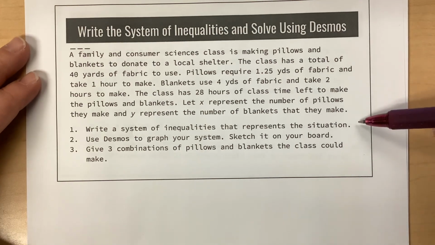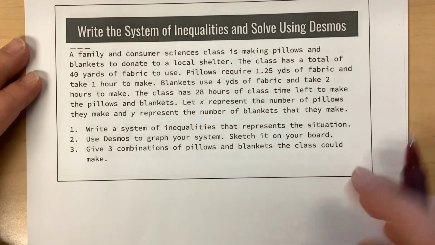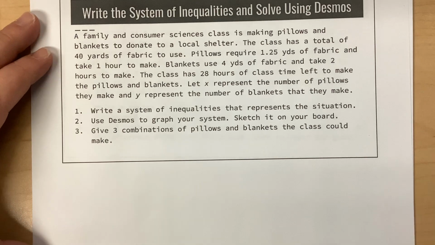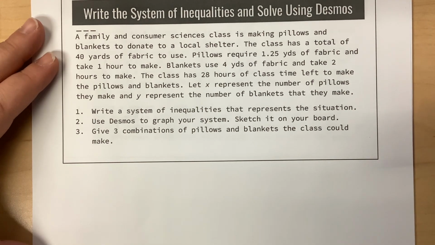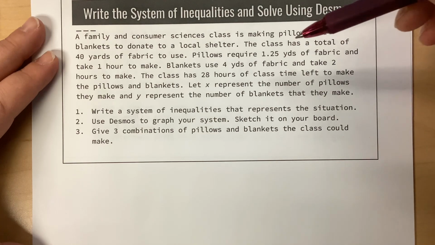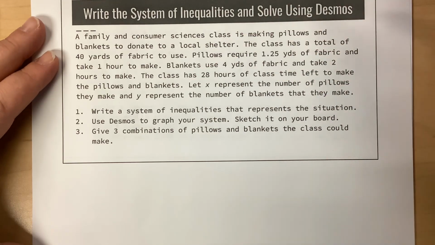All right, so the first thing we're going to do here is write the system that represents this situation. We've got two things going on here. We've got pillows, we've got blankets. We know that each one takes a certain amount of fabric and a certain amount of time. When I'm writing these kinds of inequalities, what I like to look for first is any kind of total that we have, or decide, am I comparing two groups of things that are doing the same thing? So here I know that it's two different groups, right? We've got pillows and blankets.